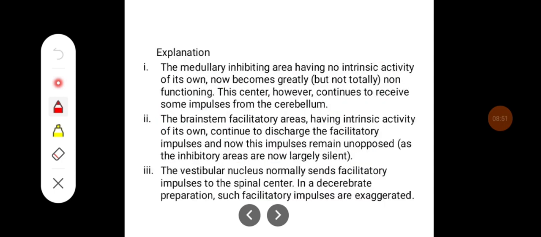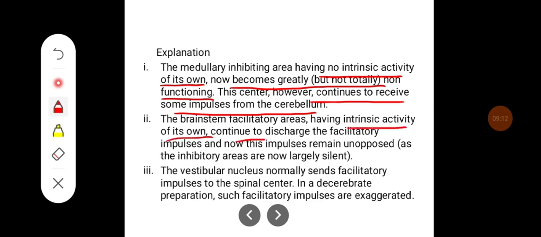The medullary inhibiting area, having no intrinsic activity of its own, now becomes greatly but not totally non-functioning. This center, however, continues to receive some impulses from the cerebellum. The brainstem facilitatory areas, having intrinsic activity of their own, continue to discharge facilitatory impulses, and now these impulses remain unopposed as the inhibitory areas are largely silent. The vestibular nucleus normally sends facilitatory impulses to the spinal center. In the decerebrate preparation, such facilitatory impulses are exaggerated.